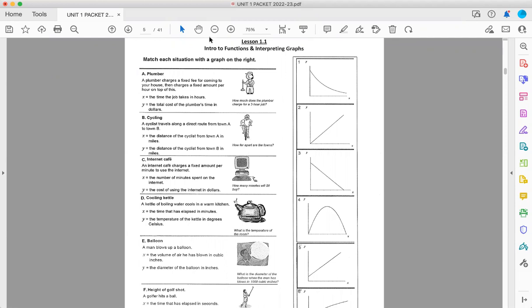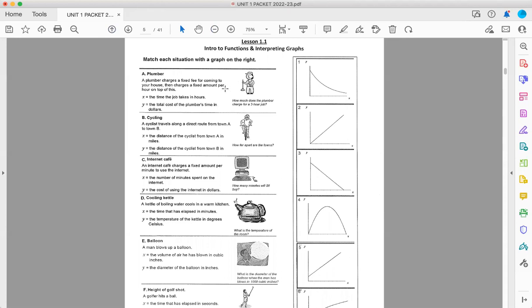understand the concepts well. So starting with scenario A, a plumber charges a fixed fee for coming to your house, then charges a fixed amount per hour on top of this. The question is, how much does the plumber charge for a 3-hour job? For this question, because we don't have the rate and we don't have the fixed fee, we're not going to be able to answer it. But as you know, we've completed a future question that is similar to this one. Actually, it's exactly the same, but with that information given.